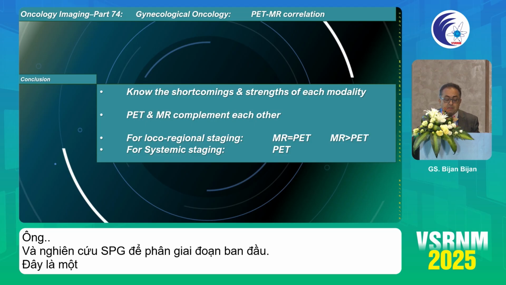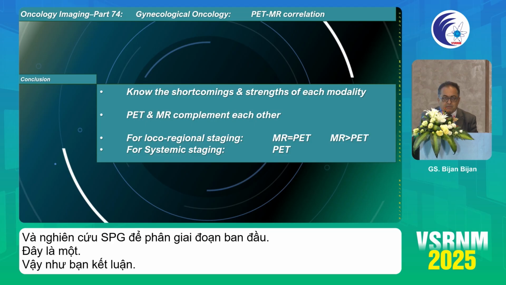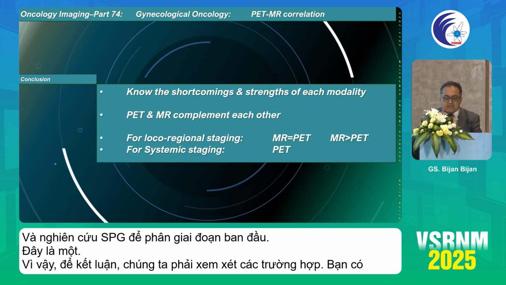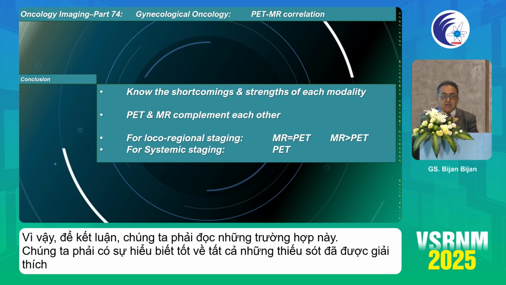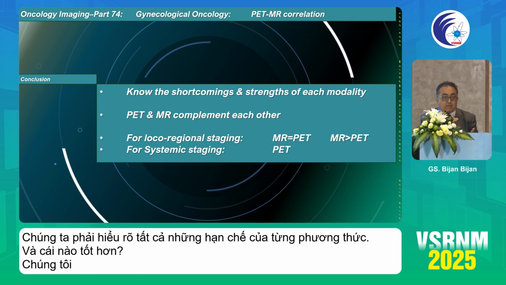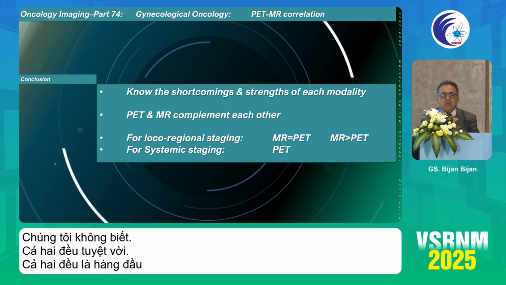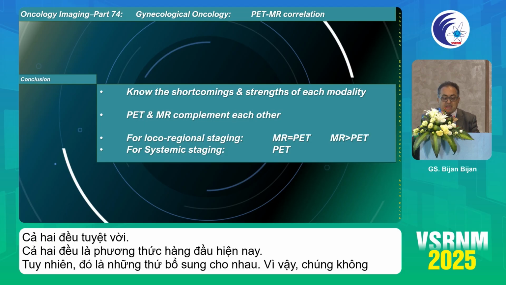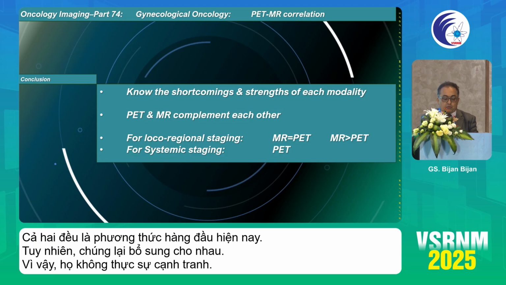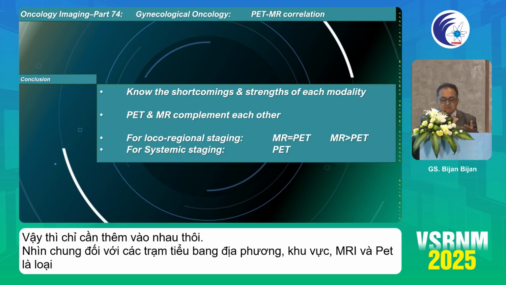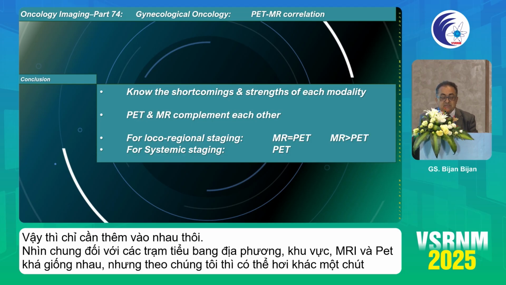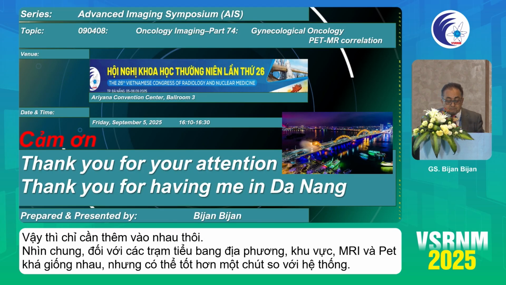So as a conclusion, whenever we read these cases, we have to have a good understanding of all the shortcomings and strengths of each modality. PET and MR, which one is better? We don't know. Both of them are great. Both of them are top of the line modalities that we have. However, they're complementing each other, so they're not really competing. They're just adding to each other. In general, for locoregional staging, MR and PET are kind of the same, but MR maybe is a little bit better than PET, but for the systemic staging, we use PET.